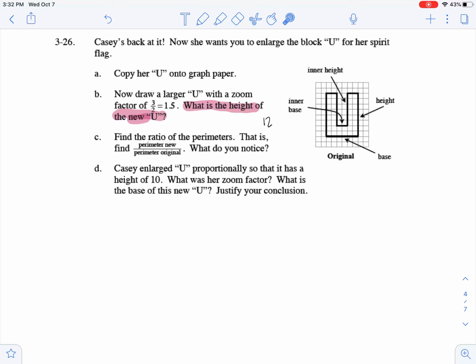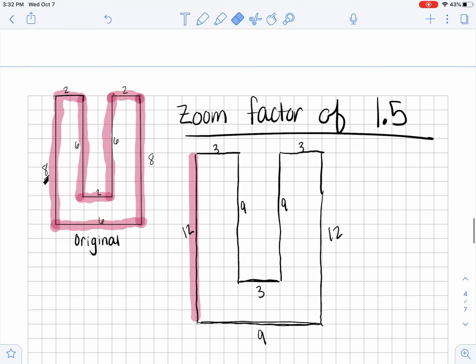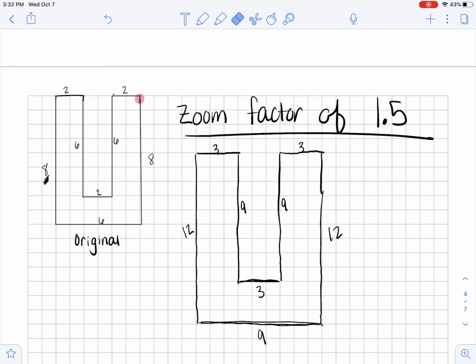Find the ratio of the perimeters. That is, find the perimeter of the new compared to the perimeter of the original. Okay, so I'm going to work my way around here. I already did this once, which is why I have this highlighting here. I like to use these tools to help me make sure I get all the pieces.